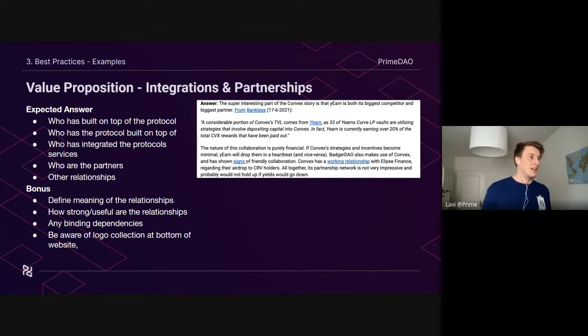And if we want to look at the example here, you can see that at the bottom he wrote the nature of this collaboration. This is, by the way, looking at Convex, which has built sort of a yield optimizer similar to Yearn, but also on Curve. So he writes, the nature of this collaboration is purely financial. If Convex strategies and incentives become minimal, Yearn will drop them in a heartbeat, and vice versa. So he analyzes what kind of relationship it is between Convex and the potential partner. Cool. Next slide, please.